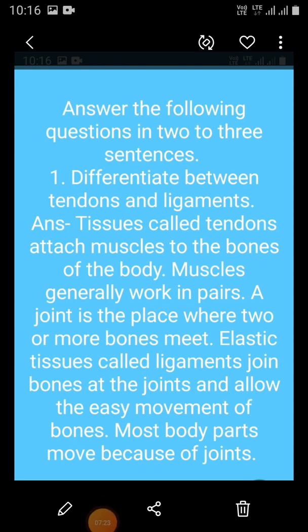Next question. Answer the following questions in 2 to 3 sentences. First question, differentiate between tendons and ligaments. Answer: tissues called tendons attach muscles to the bones of the body. Muscles generally work in pairs. A joint is the place where two or more bones meet. Elastic tissues called ligaments join bones at the joints and allow the easy movement of bones.